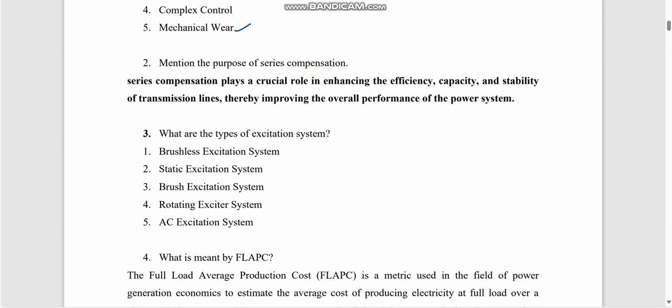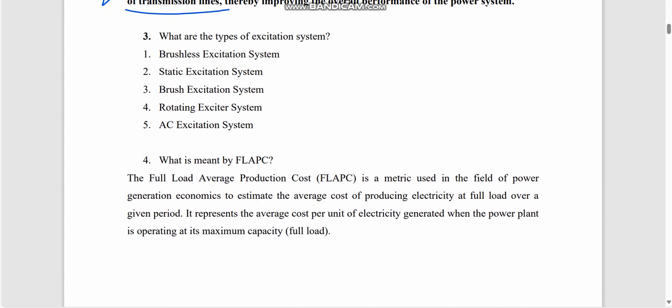Next question: mention the purpose of series compensation. The major purpose of series compensation is to enhance the efficiency, capacity, and stability of the transmission line. If you write this point, you will get 2 marks. Next one, what are the types of excitation system? You have to write the 5 types of excitation system. You will be awarded 2 marks.